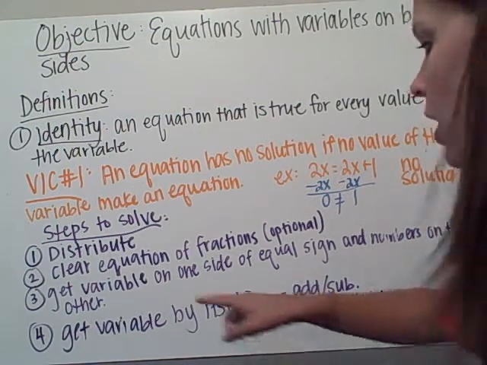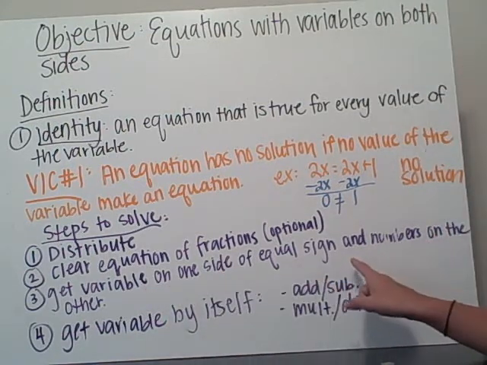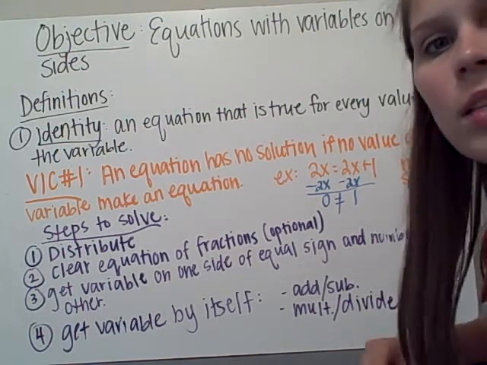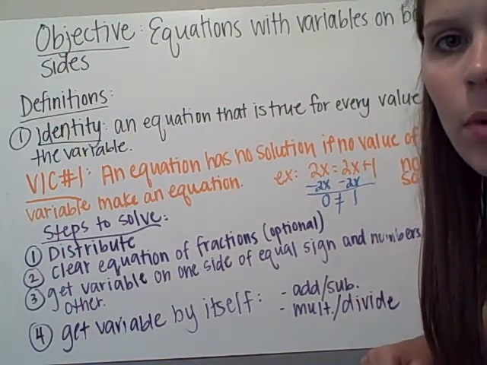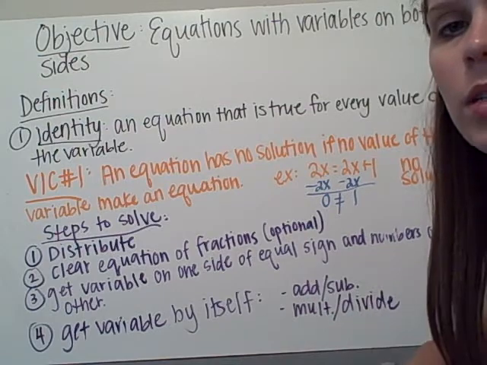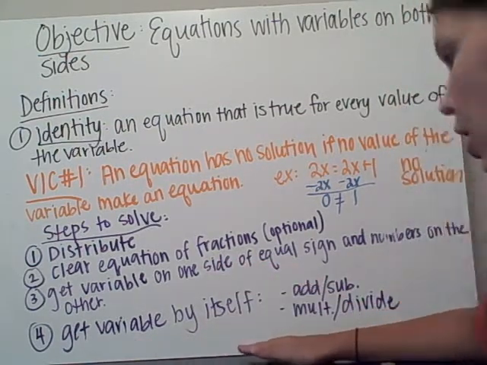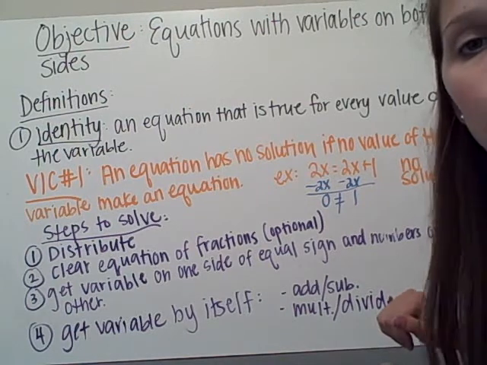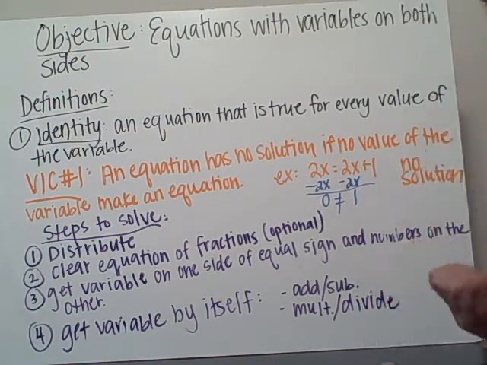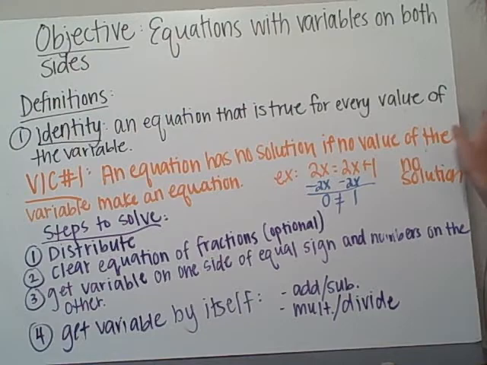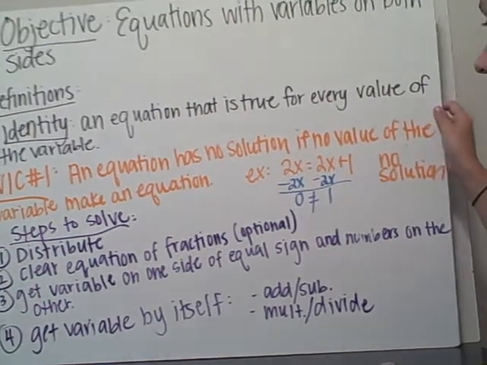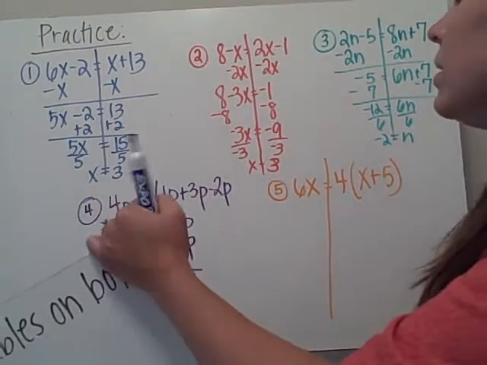Step 3, get the variable on one side of the equal sign and numbers on the other, just like in multi-step equations. We want all of our variables on one side, our numbers on the other. And the last one is get the variable by itself. You do that by using our steps from two-step equations. You add and subtract first, and then multiply and divide. So let's do some practice problems.